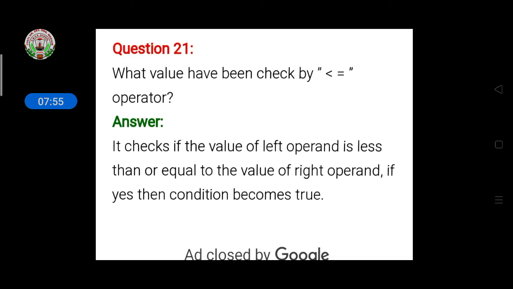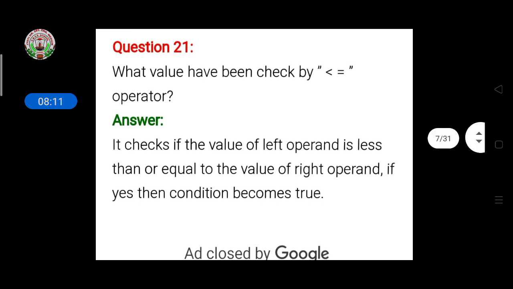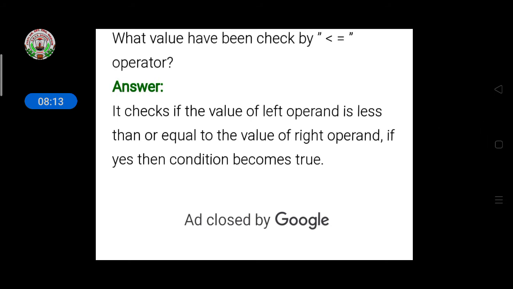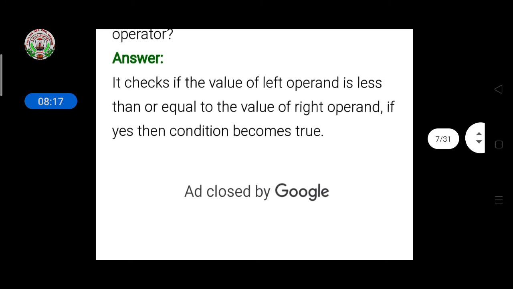Then come to question number 21. What value has been checked by the less than equal to operator? It checks if the value of the left operand is less than or equal to the value of the right operand. If the condition is yes, then it becomes true. It's the same as greater than equal to, but with a different sign. If you are checking the greater than equal to condition, the same is followed here for less than equal to also.